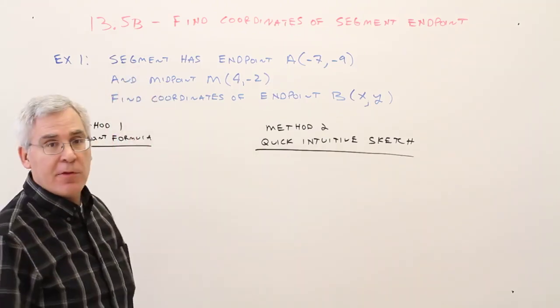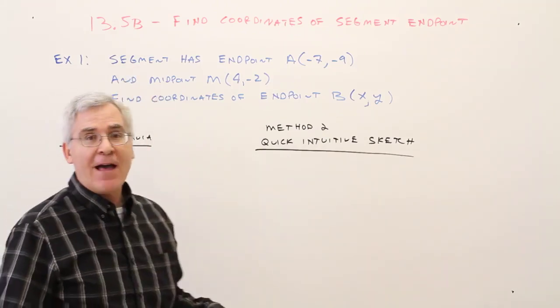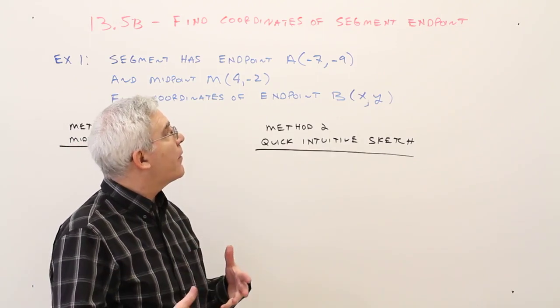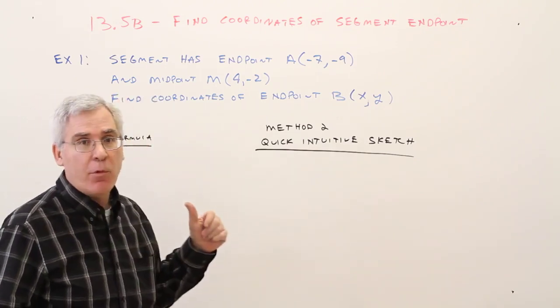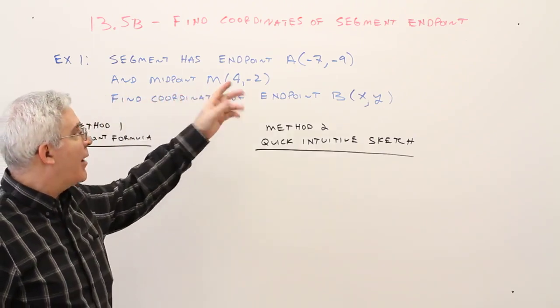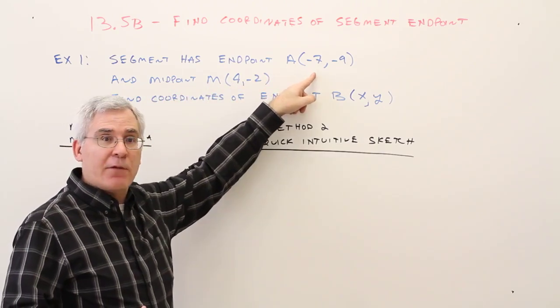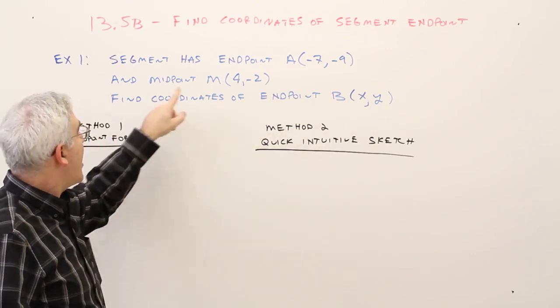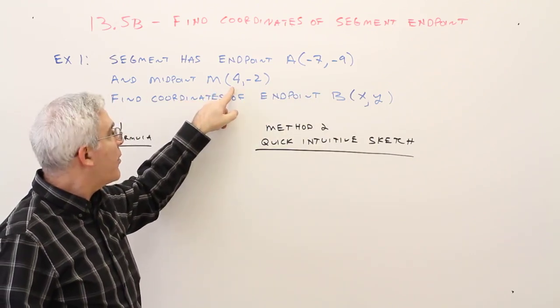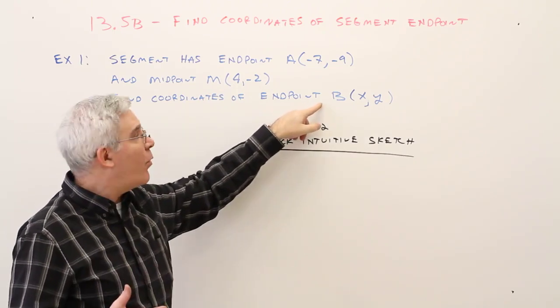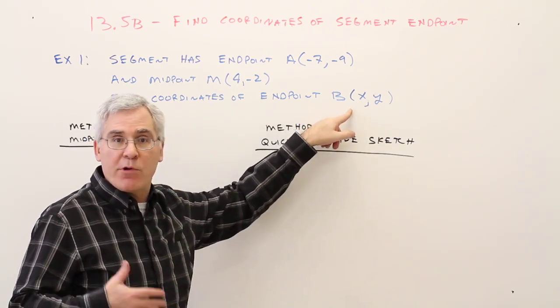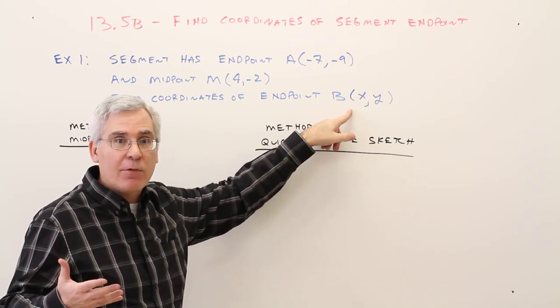Welcome to video 13.5b. Find the coordinates of a segment's endpoint. All right, so here's example one. A segment has an endpoint A with coordinates -7, -9, and midpoint M with coordinates 4, -2. Find the coordinates of the other endpoint B with coordinates x and y. Basically, find the values of x and y.